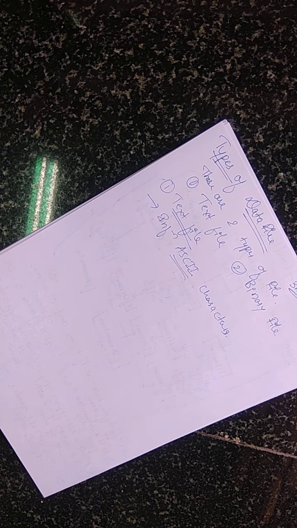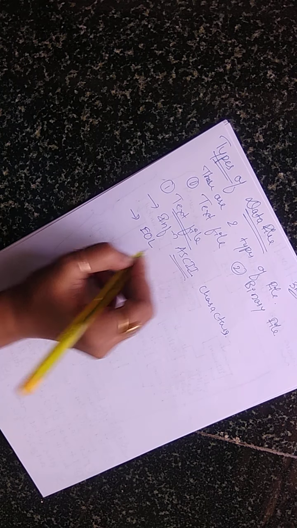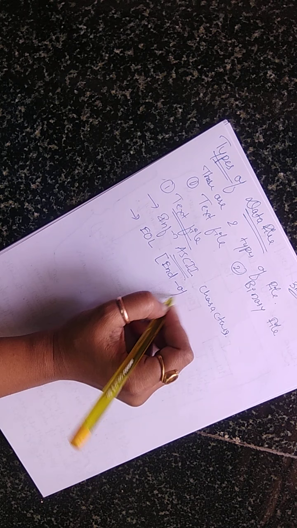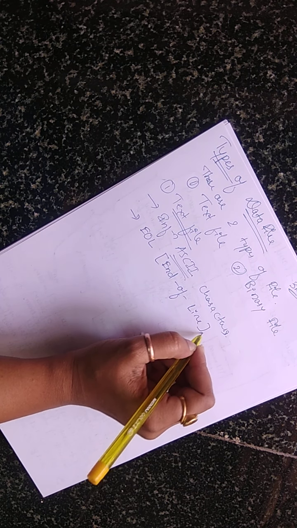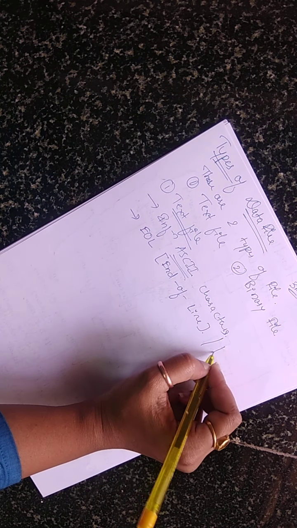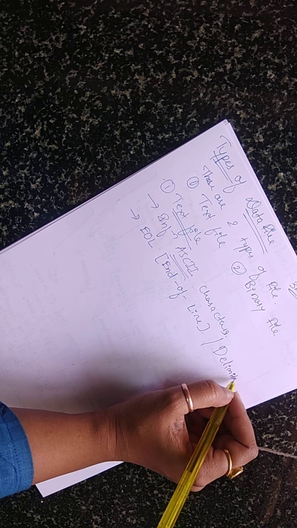Then, in a text file, each line of text is terminated, meaning ended, with a special character. What is that special character? That is called EOL. EOL means end of line character, or else we can use a delimiter.